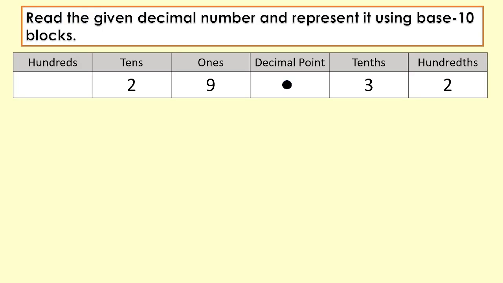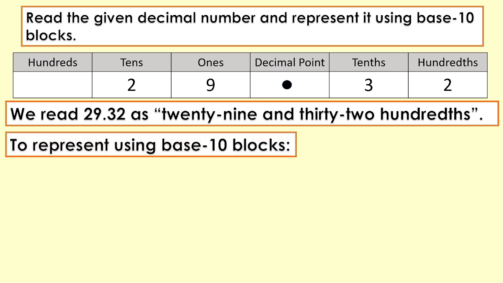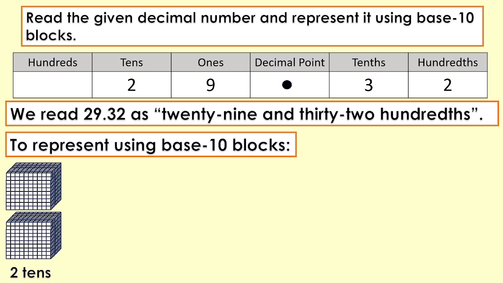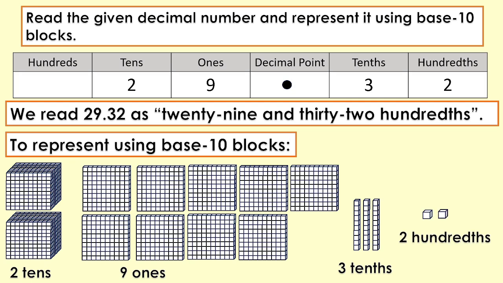Day 4. Read the given decimal number and represent it using base 10 blocks. Number 1, we have here 29.32. We read 29.32 as 29 and 32 hundredths. To represent using base 10 blocks, 2 tens, 9 ones, 3 tenths, and 2 hundredths.